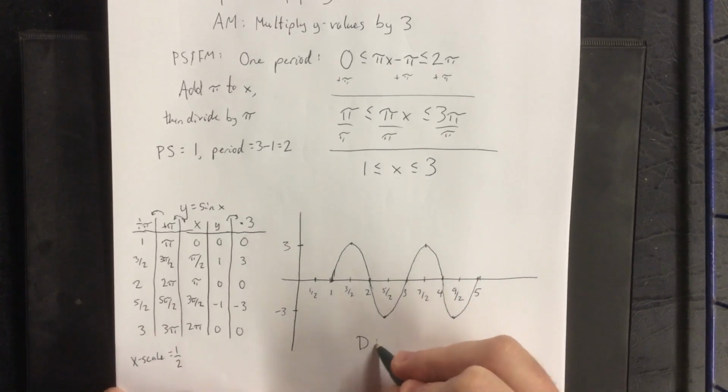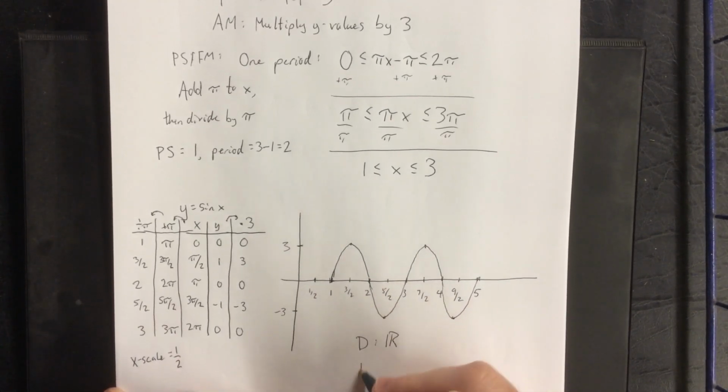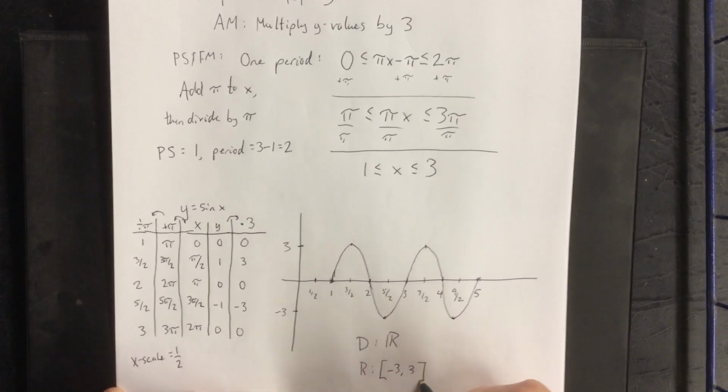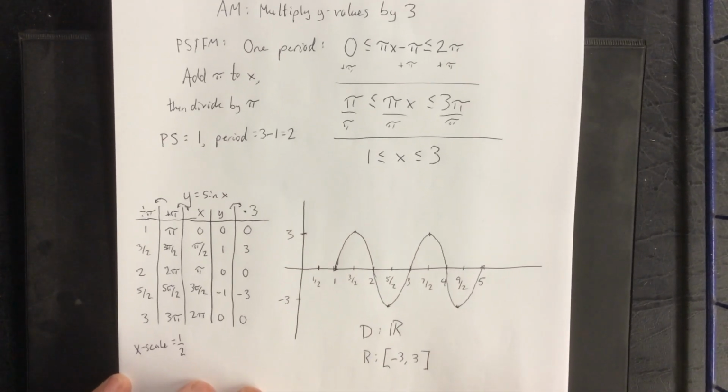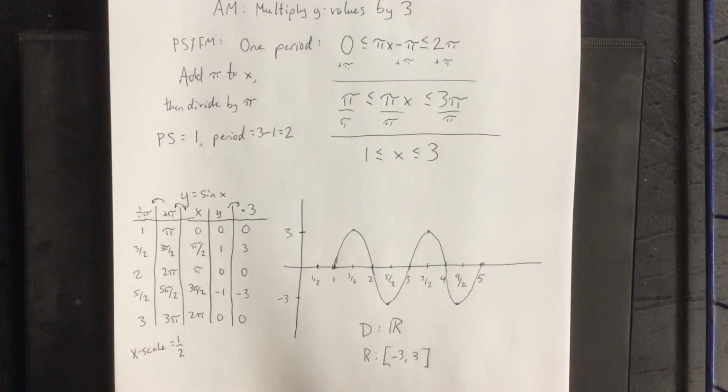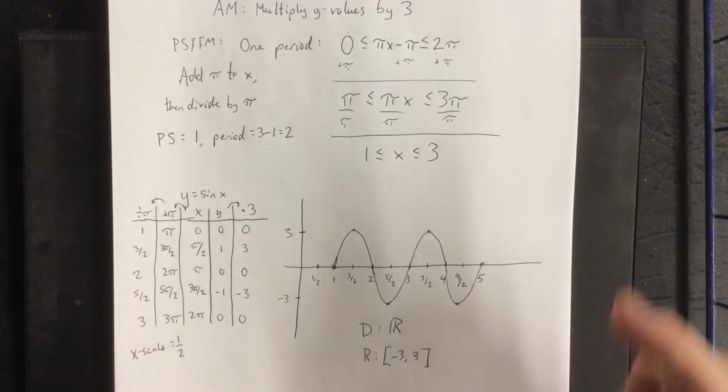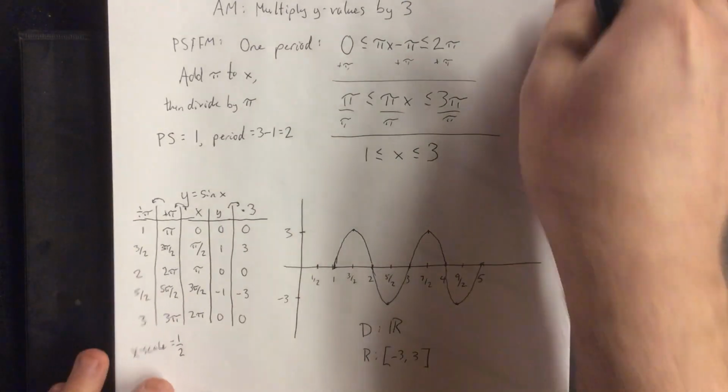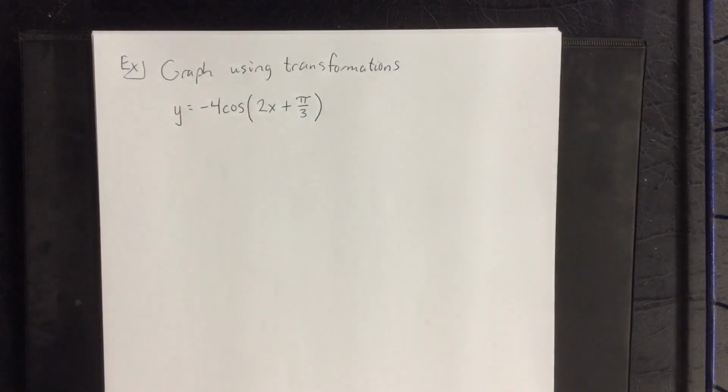The domain for this function will be all real numbers, and the range, as demonstrated by the amplitude, will take us from negative 3 to positive 3. That'll be 2 full cycles of our sinusoidal curve. Let's try one more while we're all together. Let's try this one out.